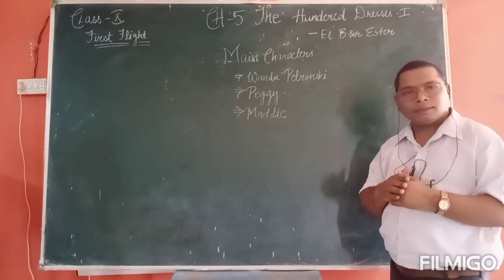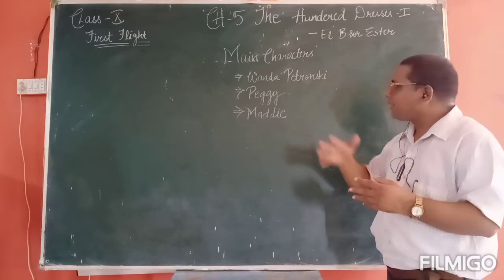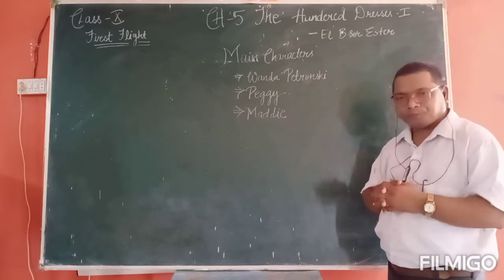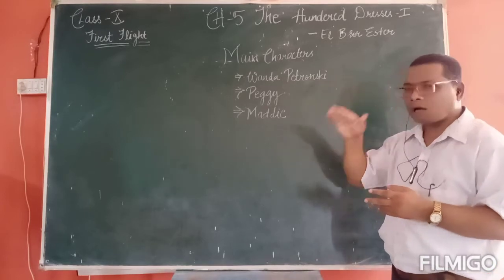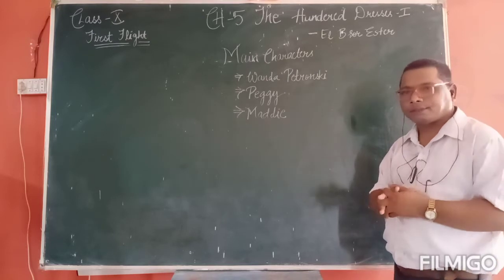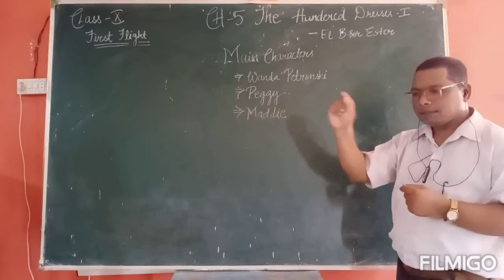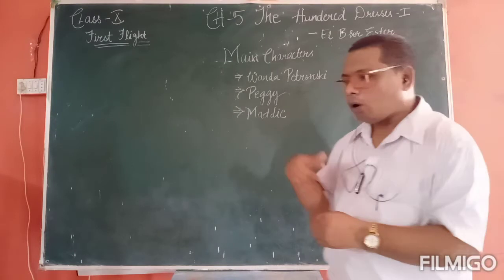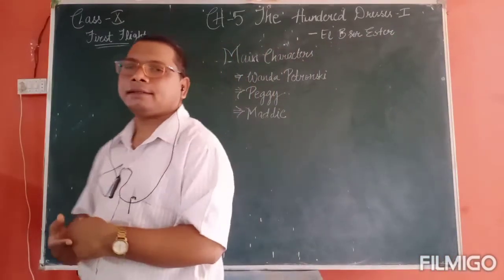Peggy. This is something amazing, Wanda. Why is she teasing her? Because when there is a question, how many dresses do you have, the answer is 100 dresses. So that is why Peggy thought she is boasting or she is telling a lie.